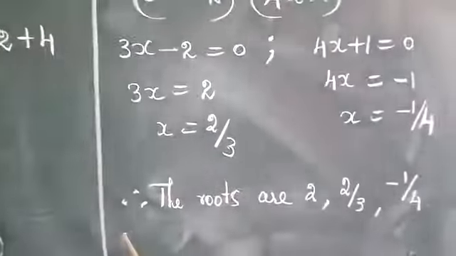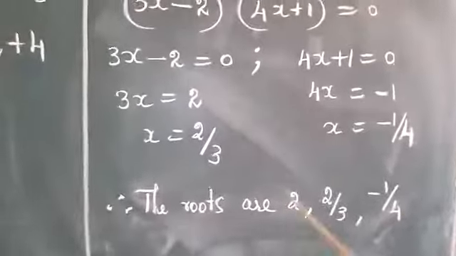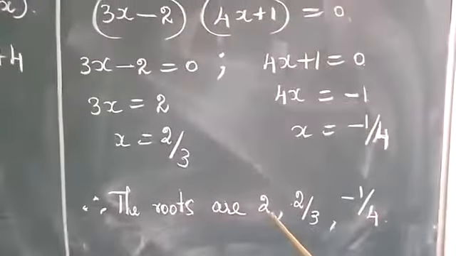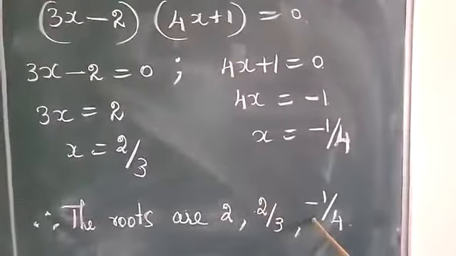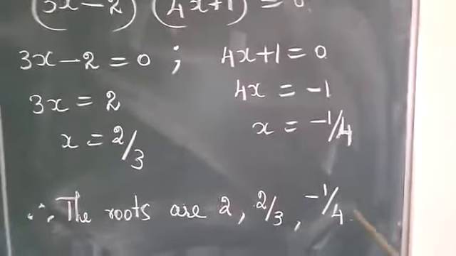Finally, we got the roots of the cubic equation. The first root we got is 2. Now we found 2 by 3. Then the third root is minus 1 by 4.